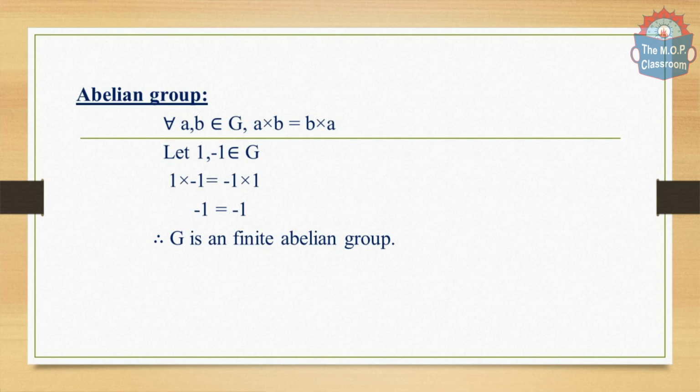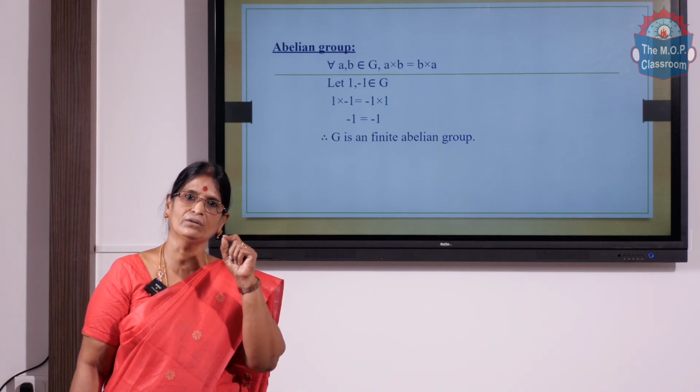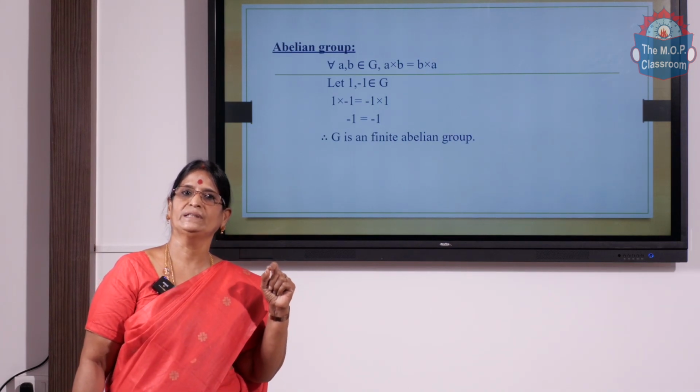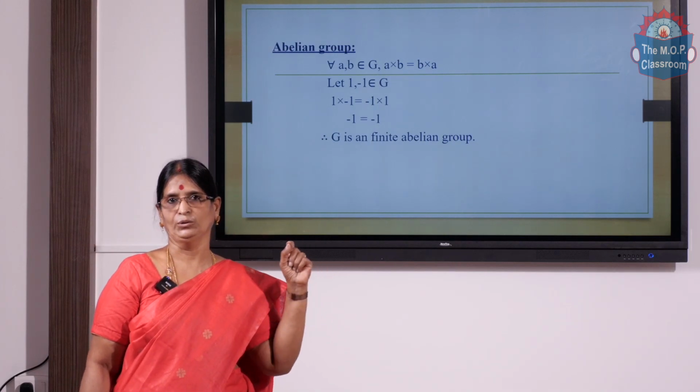Both sides are equal. Here the operation is multiplication, so the left hand side and right hand side give me the same element. So, G becomes an abelian group. Also, G consists of a finite number of elements. So, hence G is called a finite abelian group.